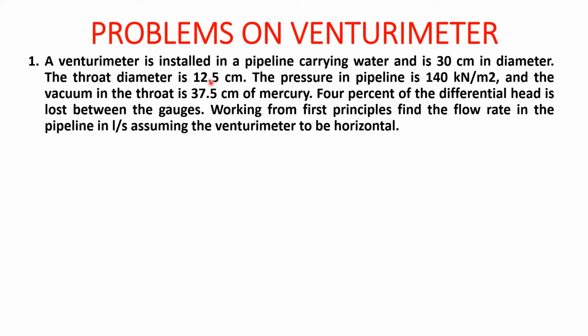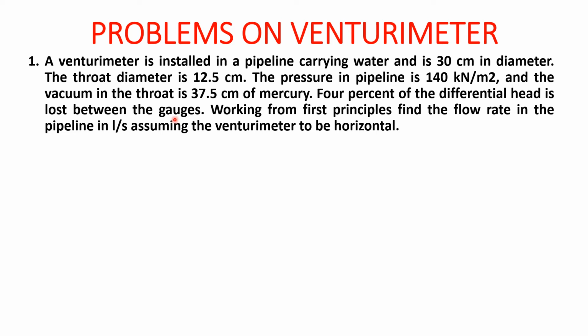In theory, we have seen that there are three parts for a venturimeter, that is convergent section, throat section, and divergent section. So the throat diameter is 12.5 centimeter. Then the pressure in the pipeline is 140 kilonewton per meter square, means at the inlet the pressure is 140 kilonewton per meter square, and the vacuum in the throat is 37.5 centimeter of mercury. So the vacuum pressure head in the throat is 37.5 centimeter of mercury.